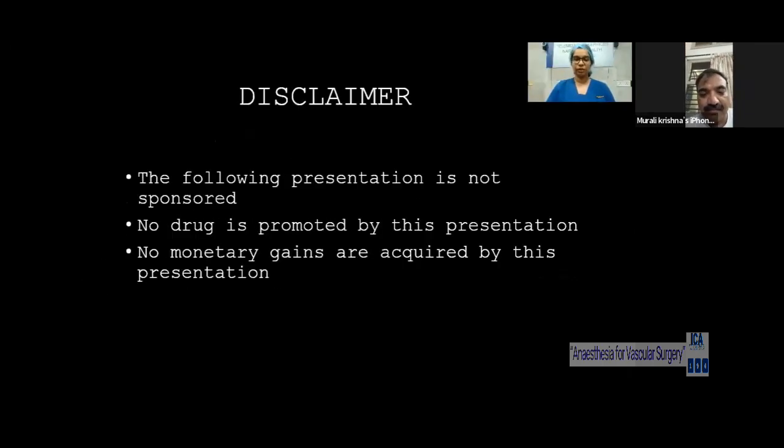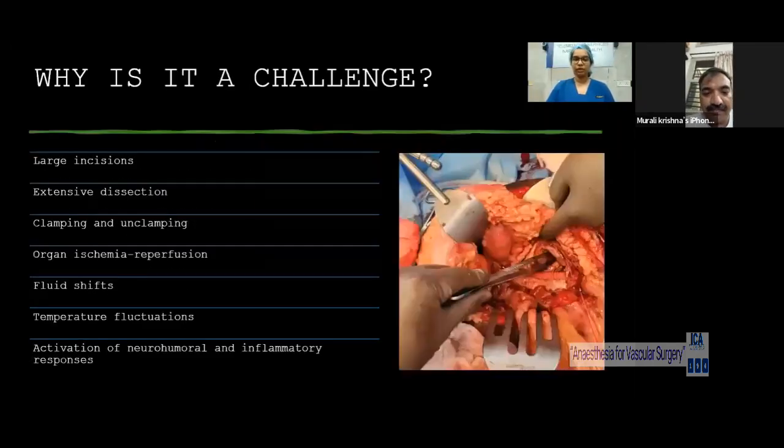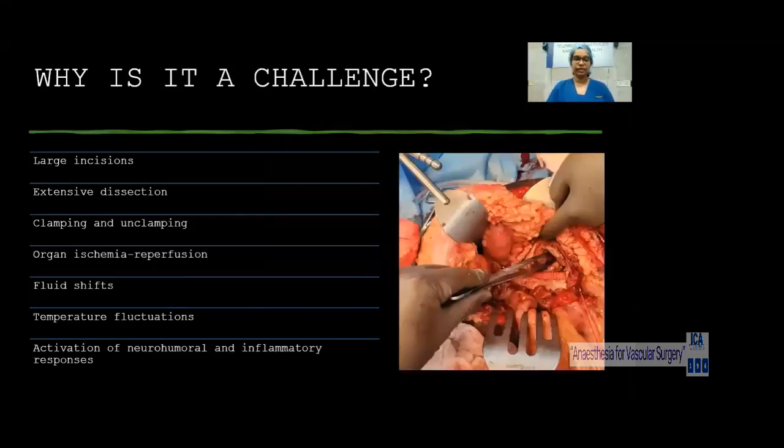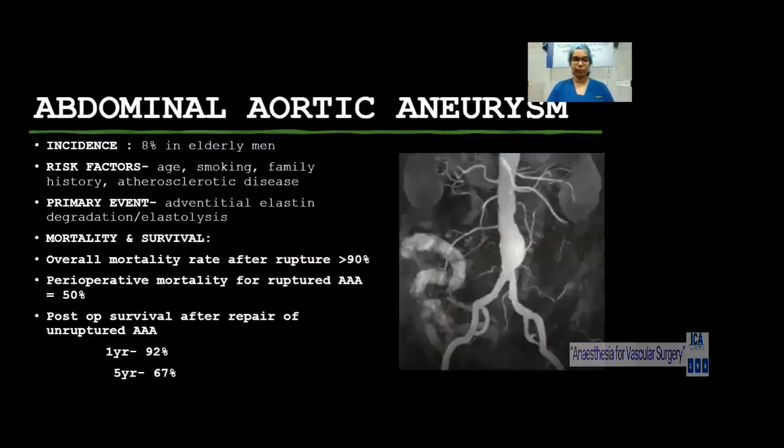Good evening. I'm here to present abdominal aortic reconstruction. These surgeries are a challenge because of the large incisions, extensive dissection, clamping and unclamping of the aorta, organ ischemia and reperfusion, fluid shifts, temperature fluctuations, and activation of neurohumoral and inflammatory responses.